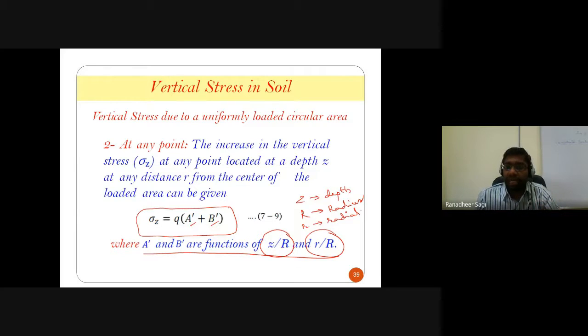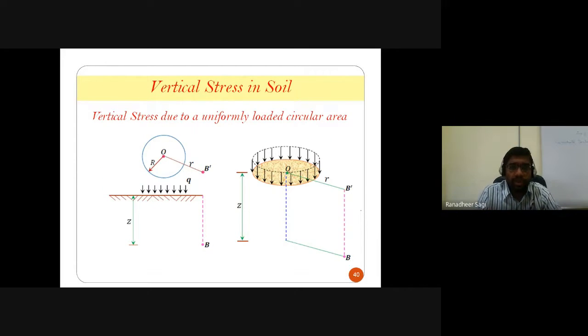Depending on your z by R ratio and r by R ratio, your a dash and b dash parameters are determined, and we have standard tables available to get these values. From that table, you can pick out the a dash and b dash parameters depending on the z by R and r by R ratios, and substitute them into this expression to get the corresponding increment in stress in the soil at the point you have chosen, which is at a depth of z meters below the ground surface, and at a radial distance of small r from the center of the loaded region.